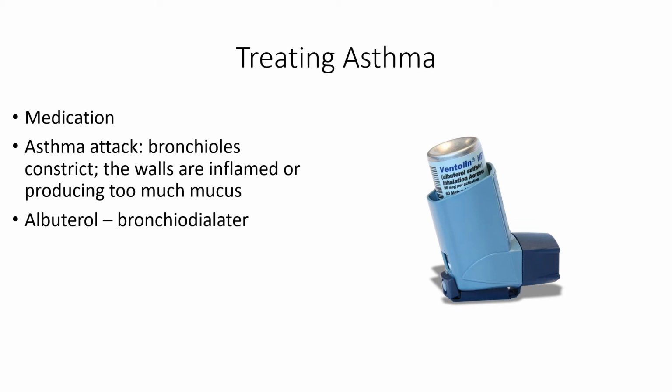When someone has an asthma attack, that means that their bronchioles are constricting. So remember, those very, very small structures, the kind of twigs before you get to the leaves, which is the alveoli, are decreasing in diameter, which is going to not allow for airflow to be going in and out. The walls will become inflamed, as well as due to there being too much mucus.